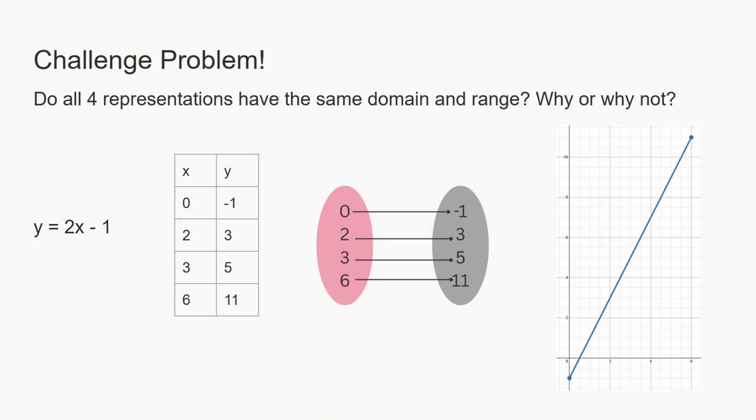We've arrived at our final challenge question. My question to you is, do all 4 of these representations have the same domain and range? Why or why not? Pause and write down the domain and range for each of these.